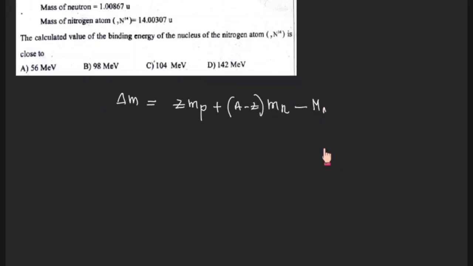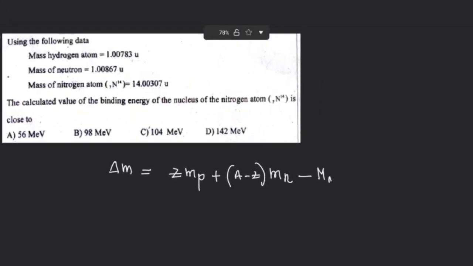This question has been done so many times already, so please do this question, I'm leaving it to you, right? You know the formula, right? The formula can be written as delta M equal to, what is the formula of this? This delta M is equal to Z into mass of a proton plus A minus Z into mass of neutrons minus mass of the nucleus, right?